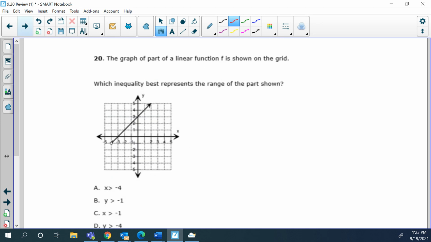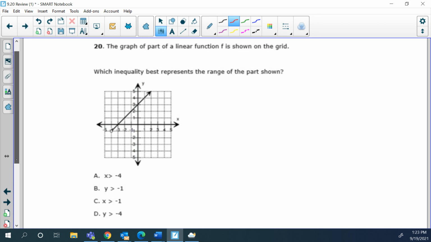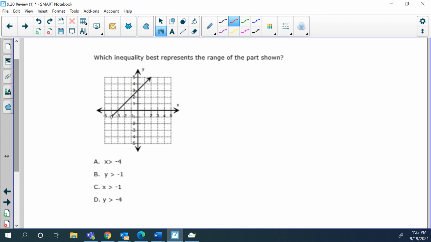Next one is number 20. Look at the domain. Where does the graph start? It's negative 4. The graph starts right here, negative 4. But notice now all the x values are increasing. And the graph has an arrow, so we know it's going to go to positive infinity. The graph keeps on going, my x value keeps on going up. So all my x values for this domain are greater than negative 4.